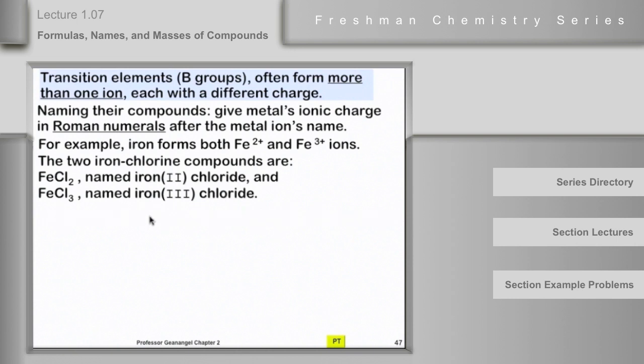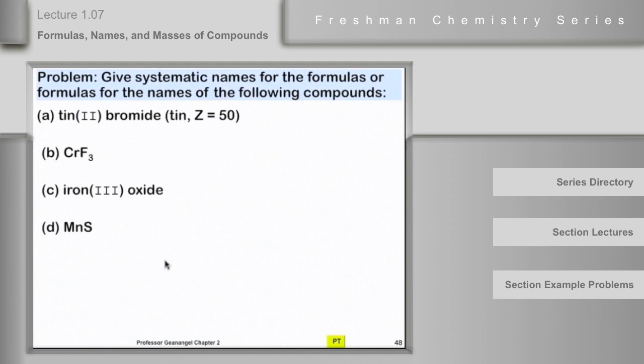chloride. Now, there is no simple way to predict these things, so we ask you to learn the ones that are in table 2.4. Again, you can do it with 3x5 cards. It's probably the easiest way. So I want to do some examples of this for you, so that you're comfortable with all these things. Here are four.